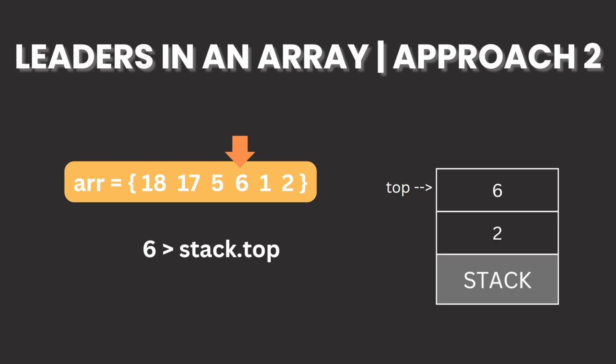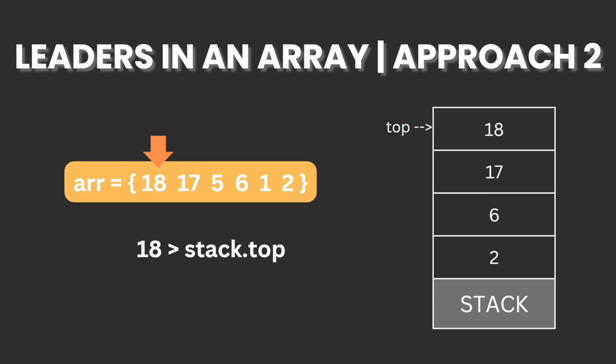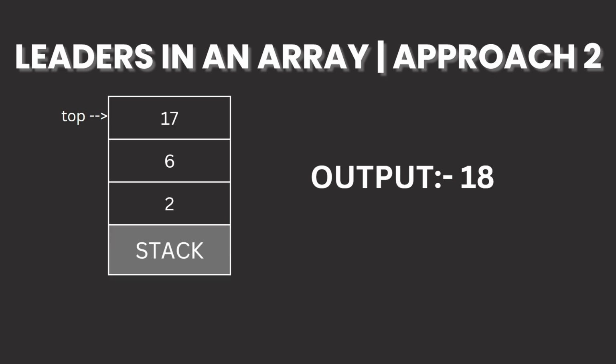And now the top of the stack is 6. So the next element is 5, which is less than the stack top. So we will move to 17. Now as 17 is greater than 6, we will push 17 on the stack and the top now points to 17. Now we have 18. Again, 18 is greater than 17, thus we will push 18 on the stack. Now we are done traversing the array, and if you observe, we have the leaders in our stack. Now we will just pop every element from the stack and print it.